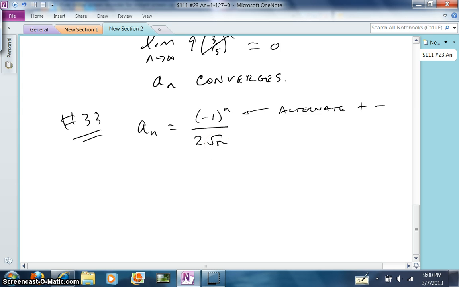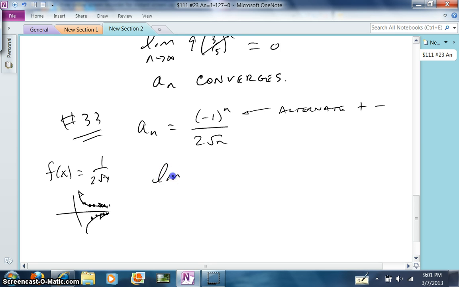So the way to think of this: if I look at f of x equals 1 over 2 root x, the graph of that is something like this shape. And so what I'm doing here is the sequence is just elements of that. And then if I have a negative version of this, it looks like so. And so this sequence is bouncing back and forth between this graph. So if I just look at the absolute value and find out what that limit's doing, then I can say whether this converges or not.